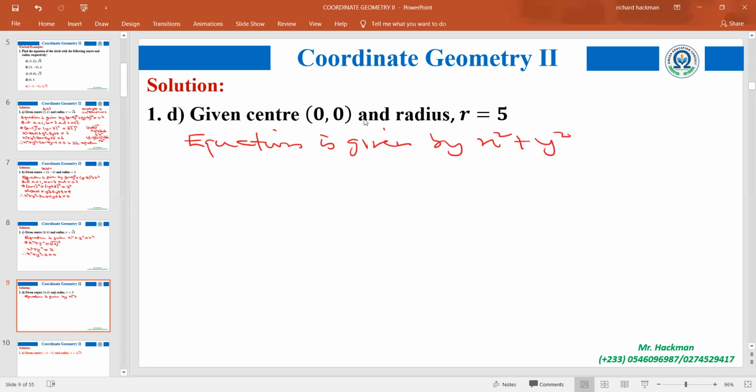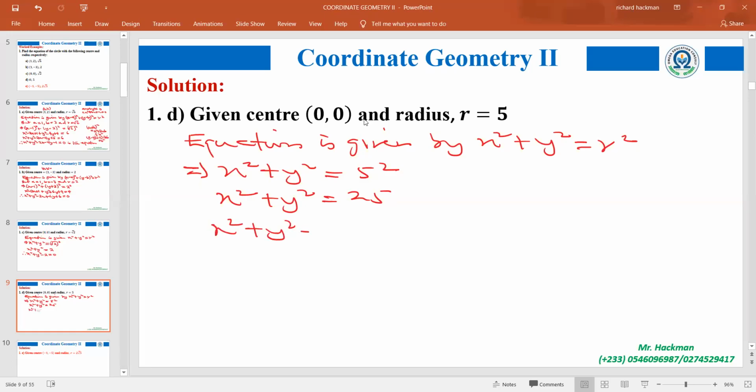So x squared plus y squared. Again, I have a special center. So now I go and substitute. I know my r. So this implies that I'm going to get x squared plus y squared is equal to 5 squared, which gives me x squared plus y squared is equal to 25. But you know, everything must be on one side equated to 0. So x squared plus y squared minus 25 is equal to 0. I can draw my conclusion here. I'm done.